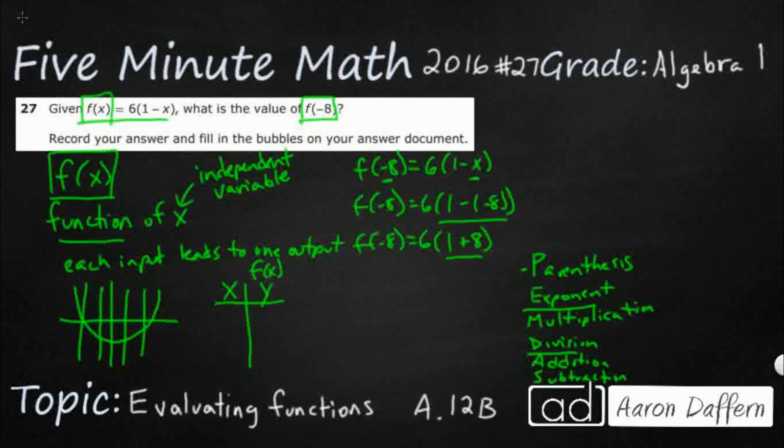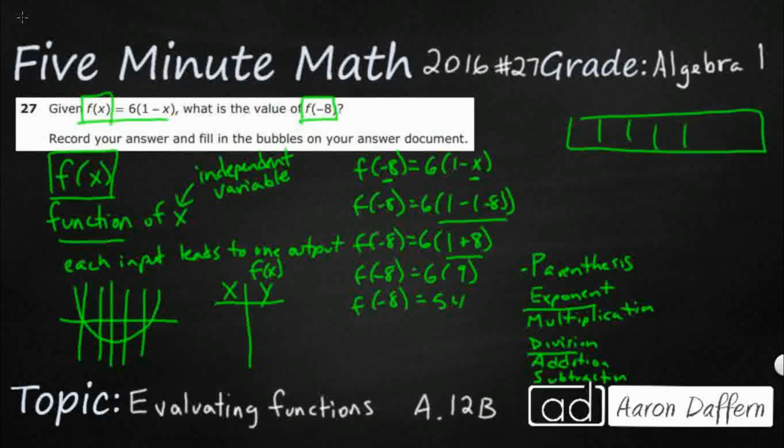So now we need to evaluate that addition right there. So 6 times, 1 plus 8 makes 9. All right, so f of -8 is going to be 6 times 9, so that makes 54. And then you simply need to bubble this in. Make sure you just bubble in the correct numbers underneath, and you're good to go.